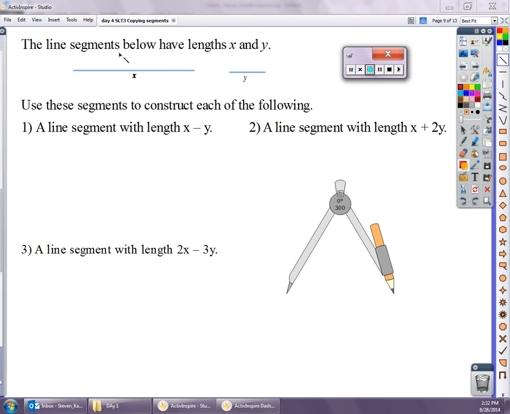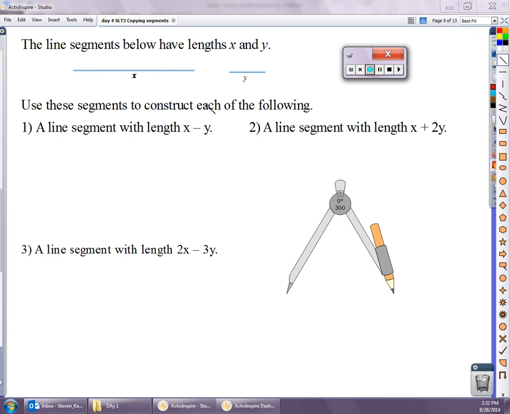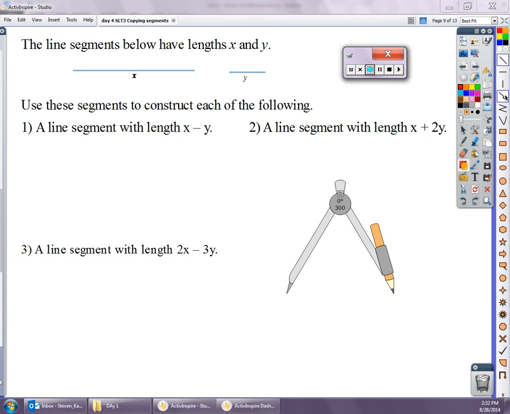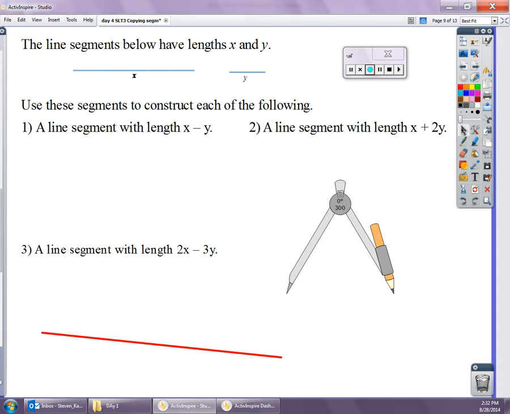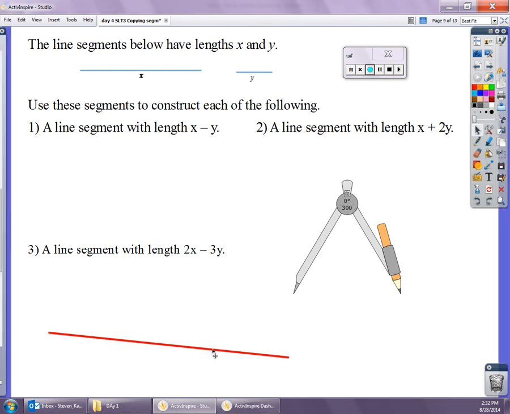So right here, I'm going to have to construct a line segment with a length 2x minus 3y. So here's 2x. The first thing we're going to do is construct a line that is 2 times this x. So I'm going to have to copy that line twice. First step is to always create a line that is bigger than that line segment x. So we know we're going to have to go 2 times it.